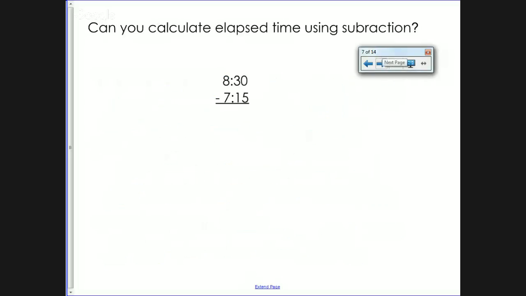Can you calculate the elapsed time using subtraction? 30 take away 15 is 15. 8 take away 7 is 1. So 1 hour, 15 minutes. So yes, we can at times use subtraction as a method. So we can use a number line, we can use a clock, and we can use subtraction.